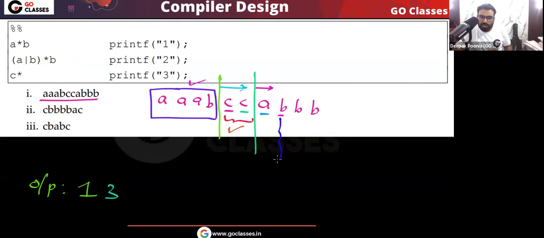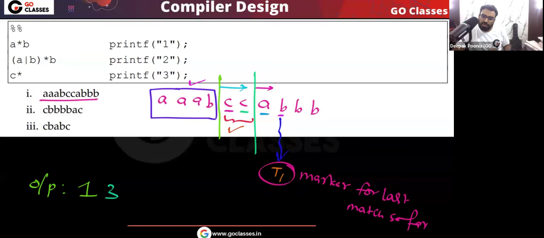So if you want, you can put a marker because you can see both of these are matching. So you can put a marker that token T1 is matching so far. This is the marker for last match so far. Now you can see we will read the next symbol, B, A, B, B.